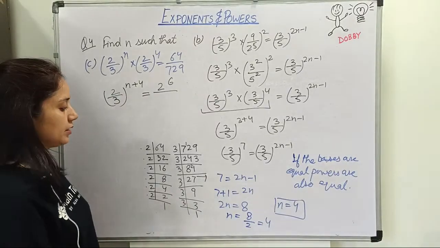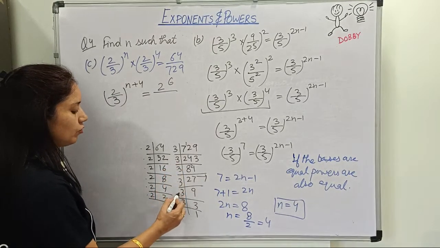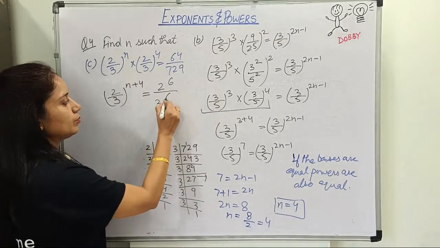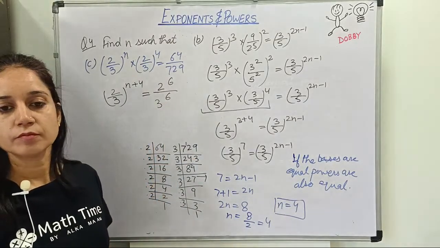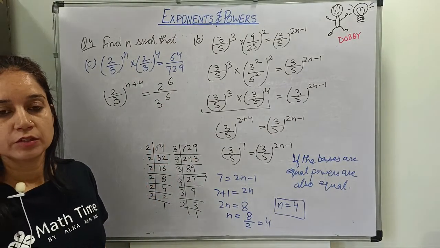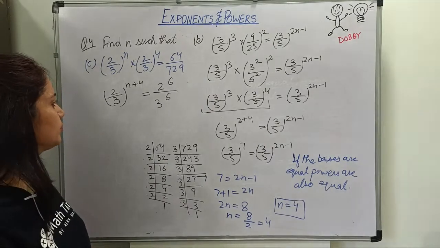How many times 3 has come? 1, 2, 3, 4, 5, 6. 3 raised to the power 6. Yes, correct, Huma. 64 is equal to 2 power 6.